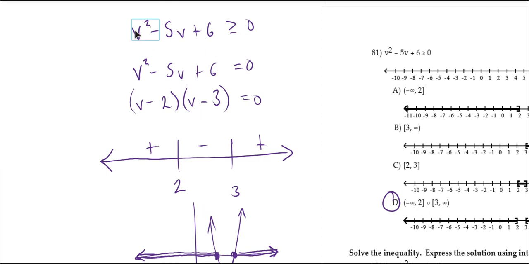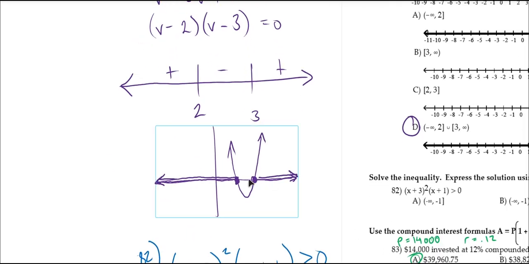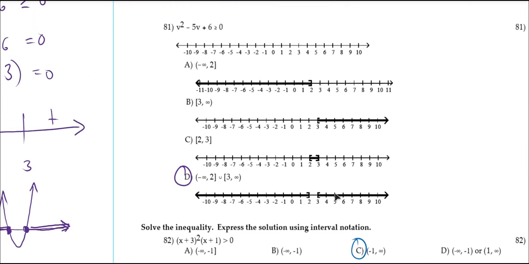We note it's upward facing with these zeros, and so it has to look something like this. And then if we ask the question, where is it positive or equal to 0, we get these two branches as our answers. And that's what they've marked here with the following interval notation.